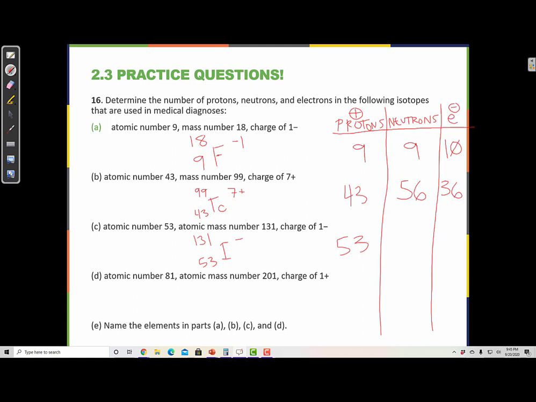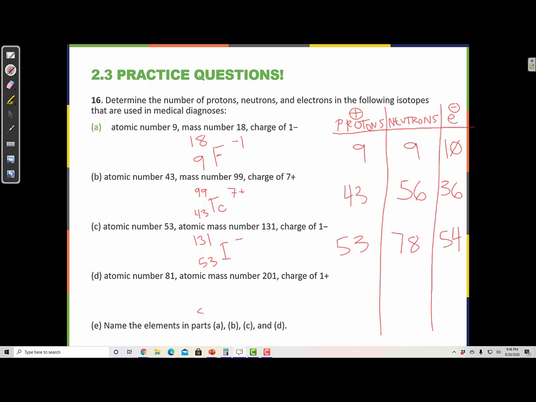If it has a mass number of 131, a mass number of 131 minus 53 protons would give us 78 neutrons. And if this has a charge of -1, then it's just like the first one. It has 1 extra electron over protons. So 54 electrons, 53 protons.